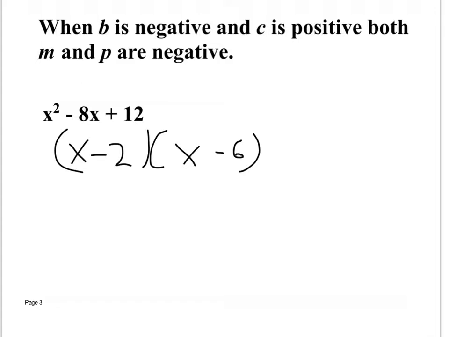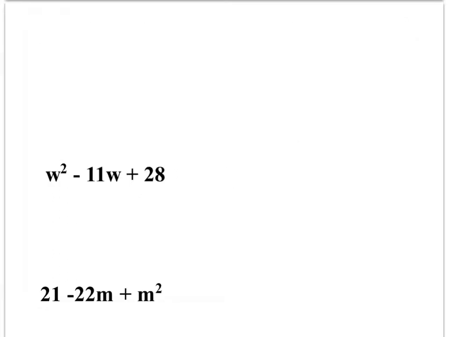And if you're not sure, if you're ever stuck, you can FOIL it to see if you get it right. This would give you x squared. That would give you negative 6x. That would give you negative 2x. That would give you positive 12. So you must be right. You use 3 and 4.